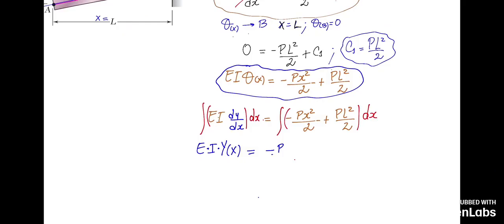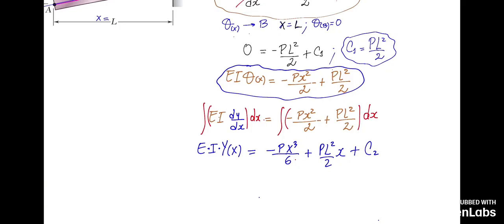So here we will have minus p over 2. This, the integral of x squared, will be x cubed over 3. But I can multiply this 2 with this 3, and then I will have p times x cubed over 6, plus p is constant, it comes out of the integral, L is constant, it comes out of the integral over 2, and I will have it by dx, whose integral is x plus an integration constant 2, because it is an indefinite integral.